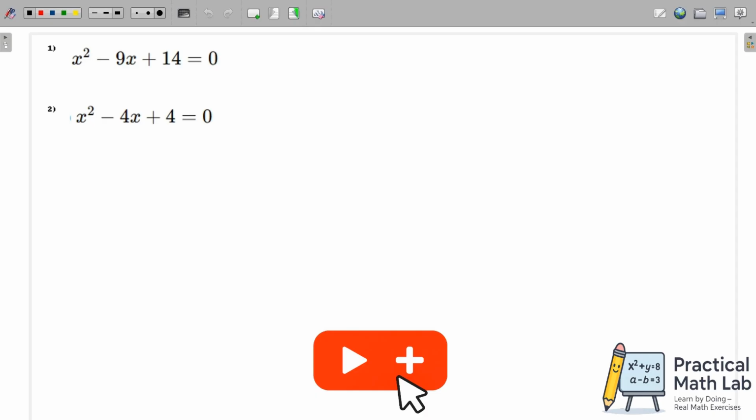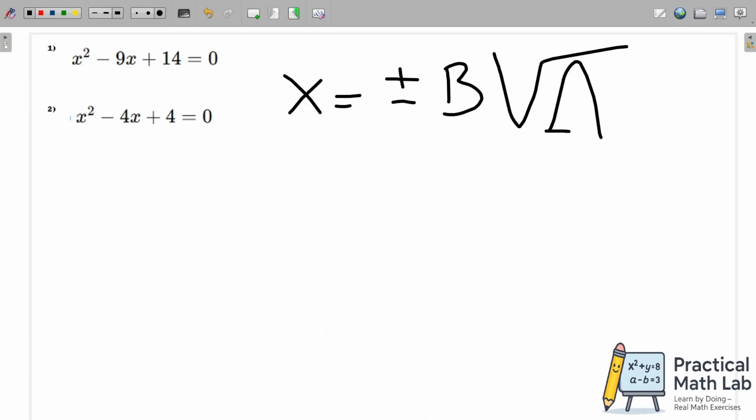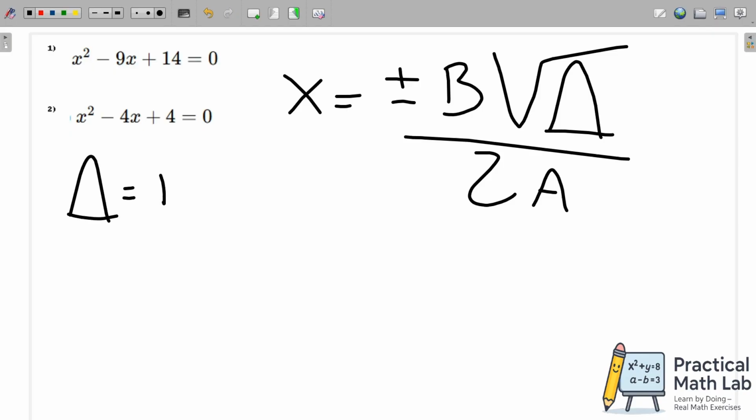Today we're going to solve these quadratic equations, and to do that, we'll use the Bhaskara formula, which is x equals minus b plus or minus the square root of delta over 2a. And what is delta? Delta is equal to b squared minus 4ac. So let's apply the formula here.